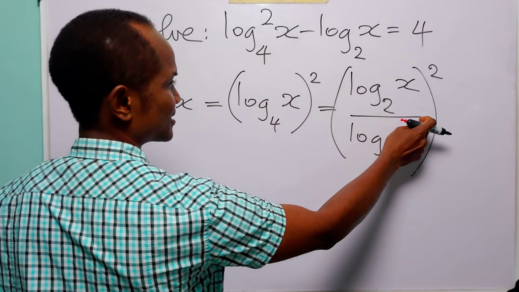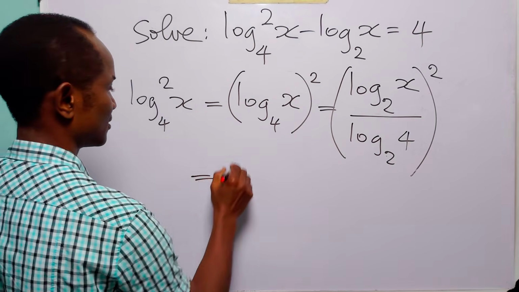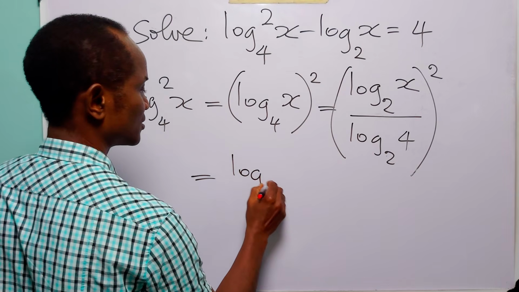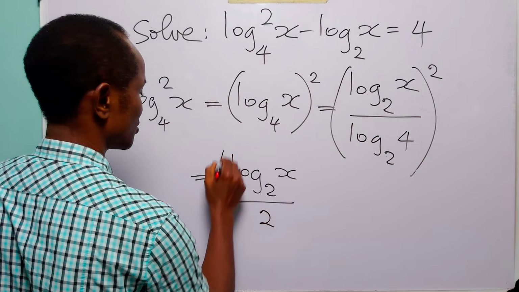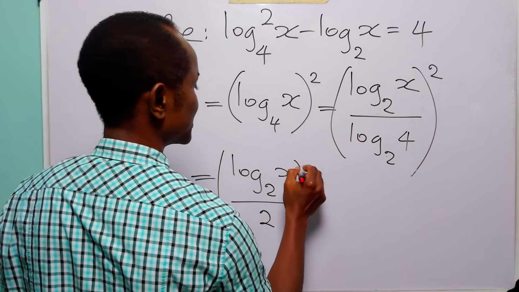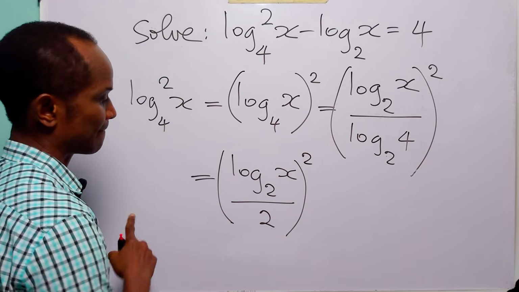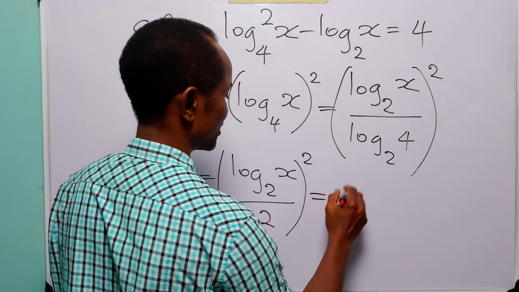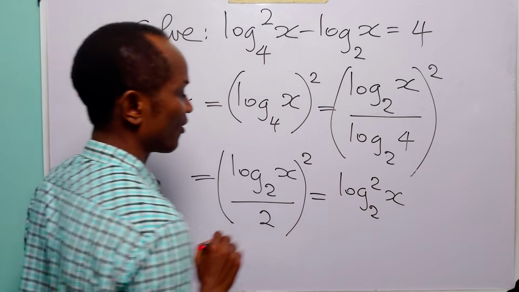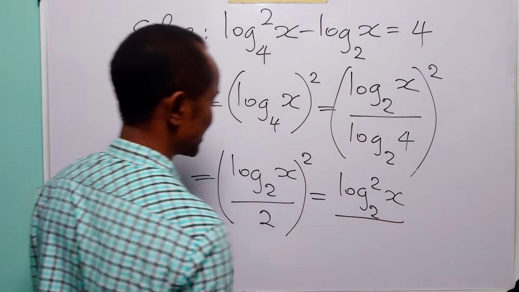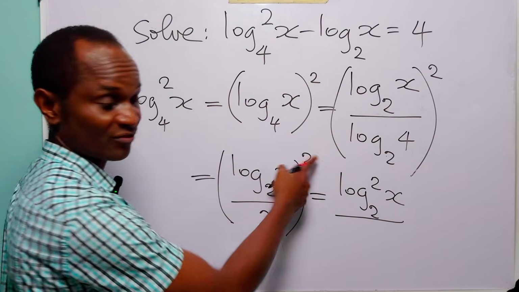So we can now rewrite this fraction as log to base 2 of x divided by 2. And of course, everything is still squared. And this is going to be equal to log to base 2 squared of x divided by 2 squared, which is 4.